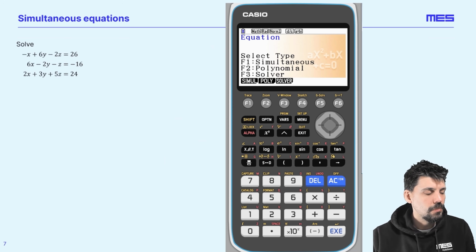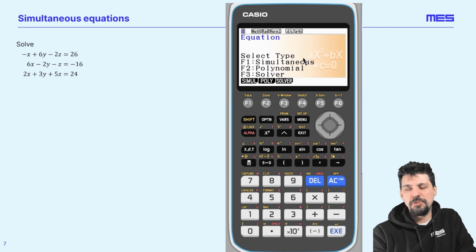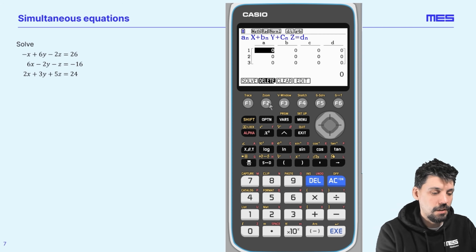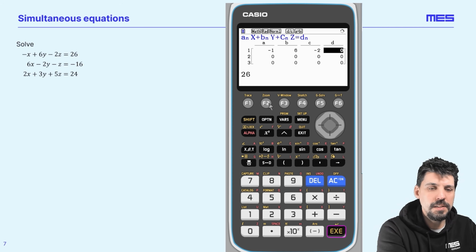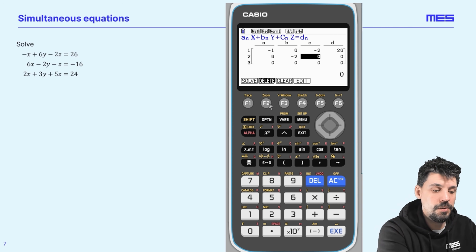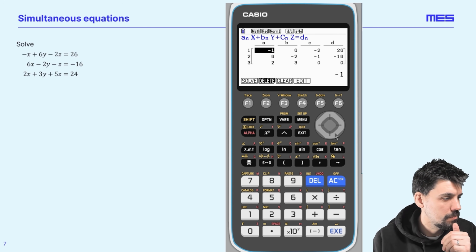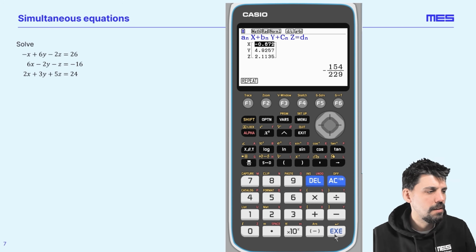Simultaneous equations, not too tricky at all. But I'm going to use this as a little bit of a matrix as well, which is kind of cool. Simultaneous, 3 variables, let's go. So -1, 6, -2, 26, 6, -2, -1, -16, 2, 3, 5, 24. And there we go.